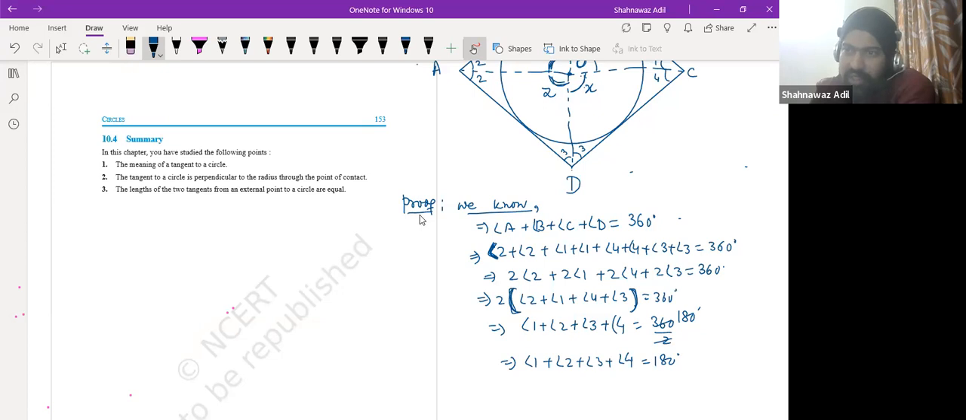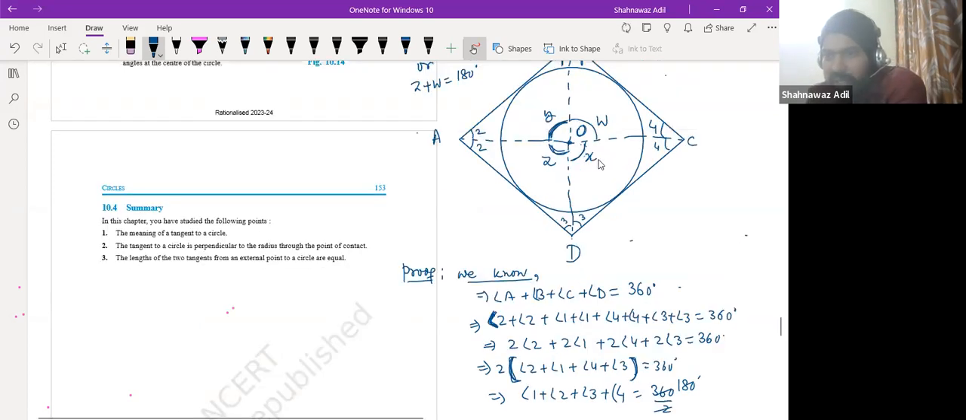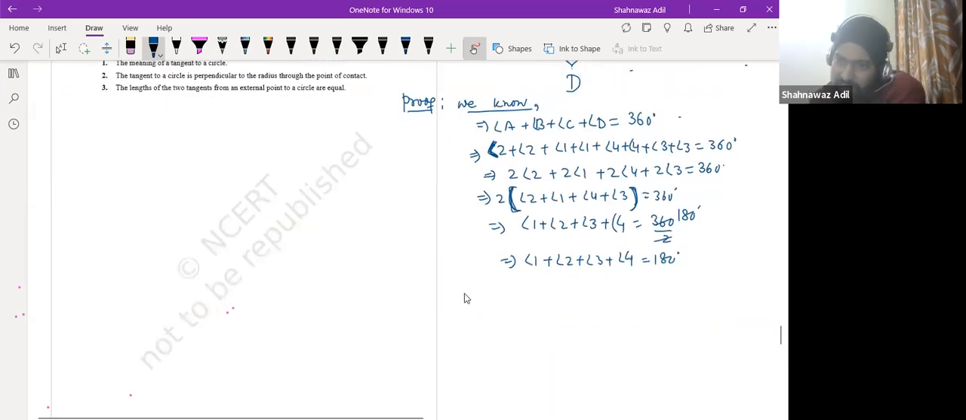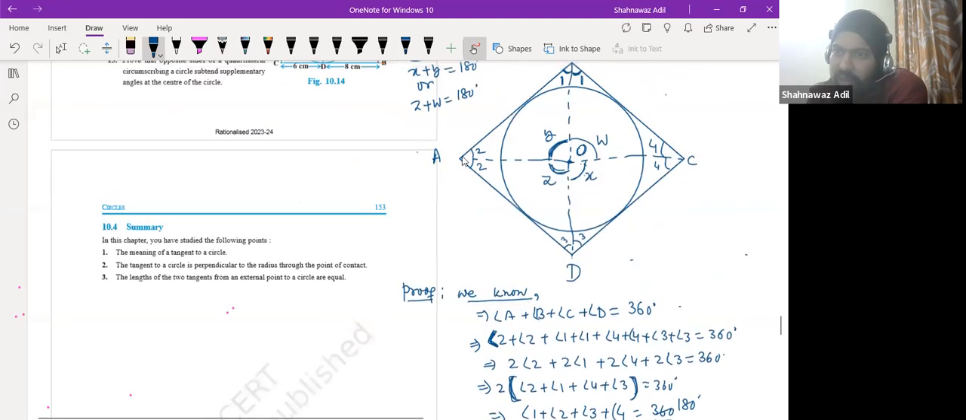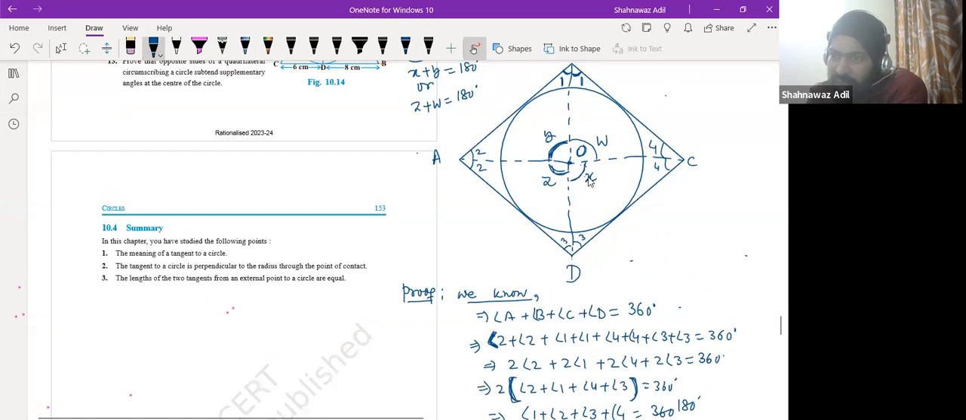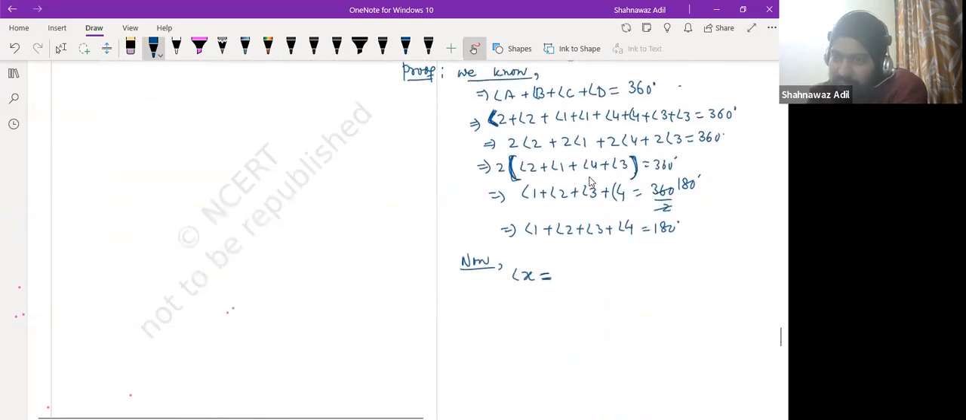Now let us check. We can choose any one, x plus y or w plus z. Let us check x plus y. Now angle x would be how much? Angle x would be from here. What would be angle x? So that would be 180 minus angle 3 plus angle 2. Or let me write it.